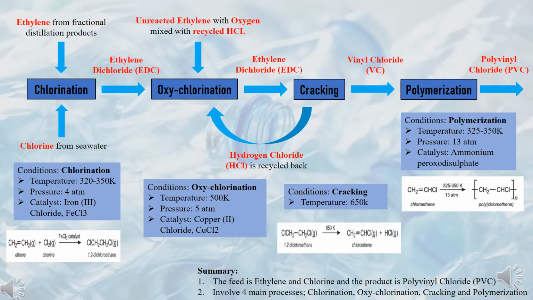PVC is generally made from the raw materials ethylene and chlorine. Ethylene may come from the thermal cracking process of heavy distillates such as naphtha or decane from fractional distillation. Ethylene may also be obtained from natural gas or light distillate from the distillation column. Chlorine, on the other hand, is extracted from seawater during the process of electrolysis.